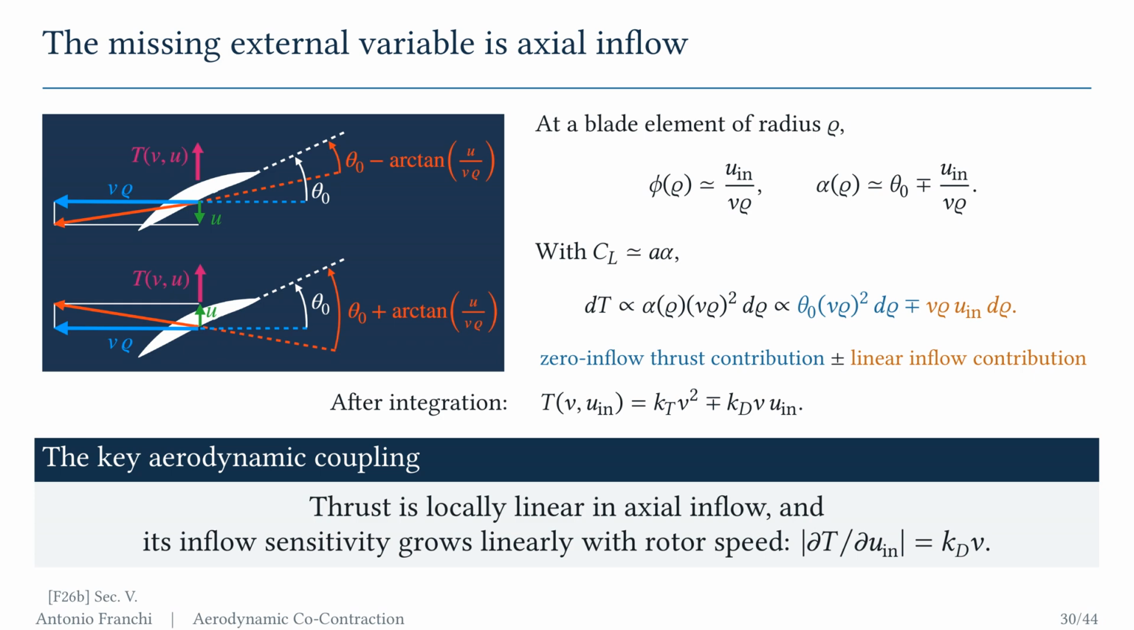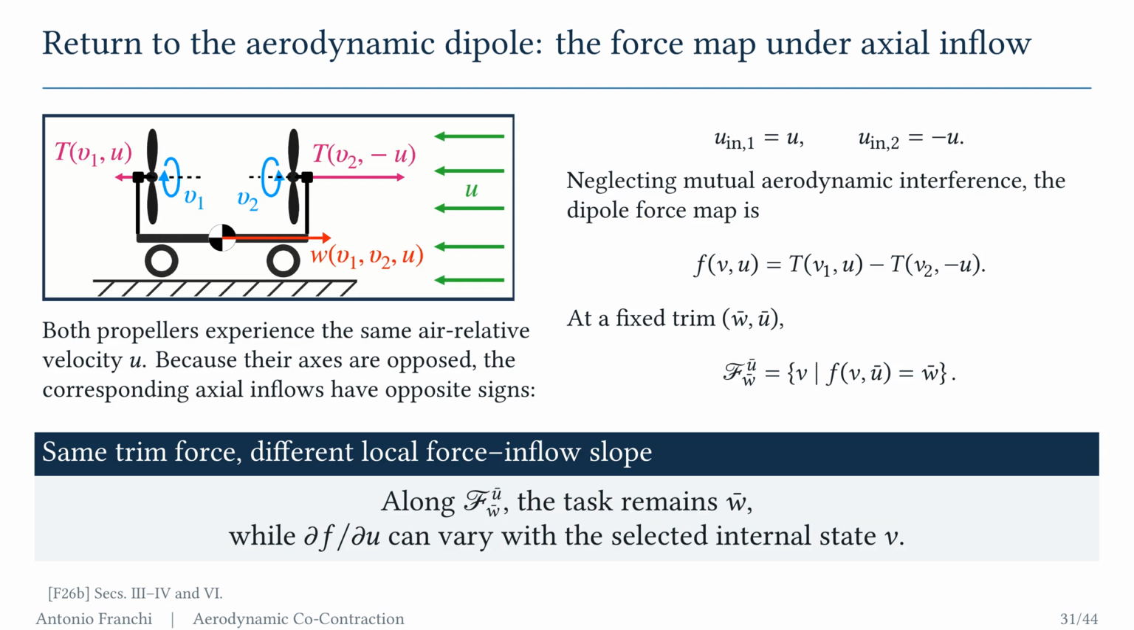With a locally linear lift law, the element thrust separates into the blue zero inflow contribution, quadratic in speed, and the orange mixed contribution, linear in both speed and inflow. After integration, the model becomes k_t v squared plus or minus k_d v times the axial inflow. The key point is that thrust is locally linear in inflow, while the magnitude of its inflow sensitivity grows linearly with rotor speed. We now put that single rotor law back into the aerodynamic dipole.